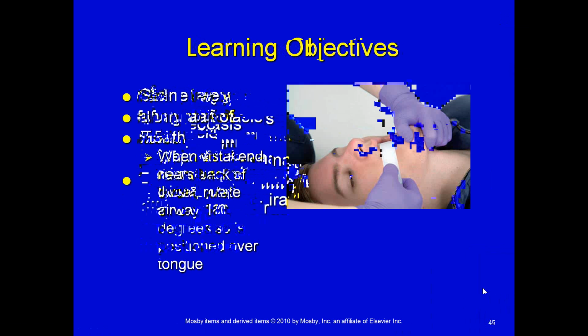Here they're showing you how to measure for an NPA. We pick the nare that looks the straightest and the largest. It's usually the nare on the same dominant side of their body. So if they're right-handed, it's usually the right nare. If they're left-handed, it's usually the left nare.